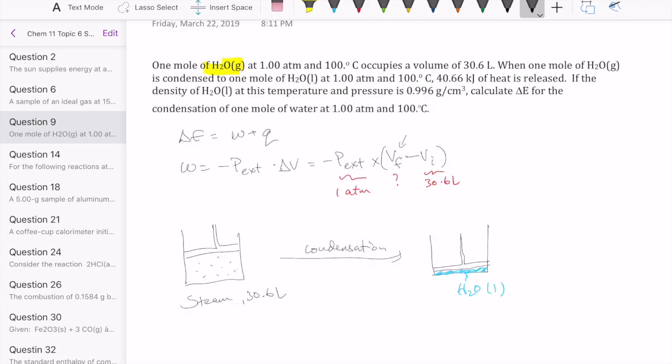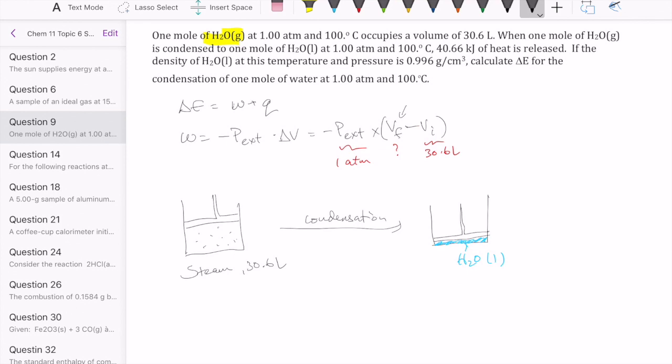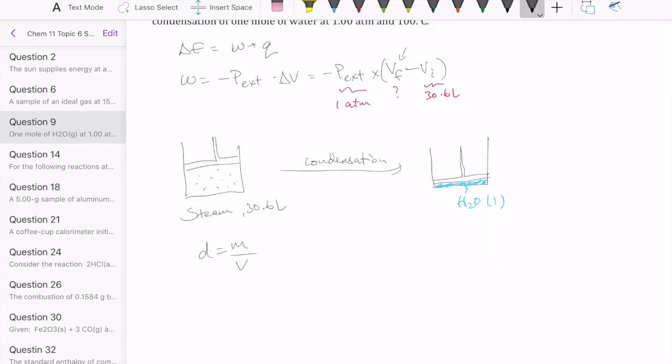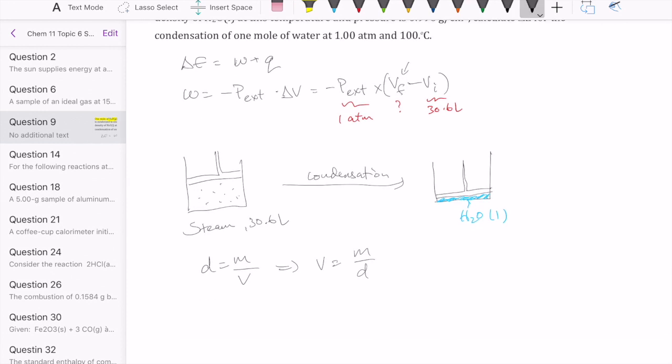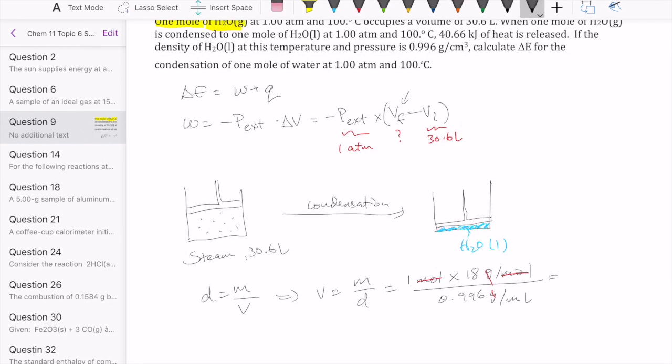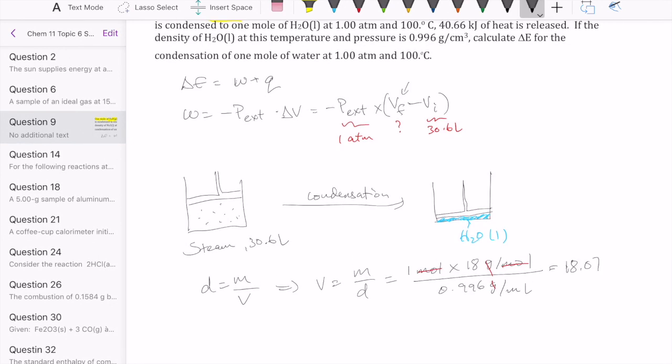They give us density. If you think about density and trying to calculate volume, remember your density relationship, which means volume is just mass over density. Well, we need mass. We were told that there's 1 mole of this water sample, so we can use our number of moles and molar mass to calculate our mass. So let's do that. Our number of moles is 1. Molar mass of water is 18. The density we were told is 0.996 grams per milliliter. So moles cancel away, grams cancel away, and our answer would be in milliliter, and that would be 18.07 milliliter.